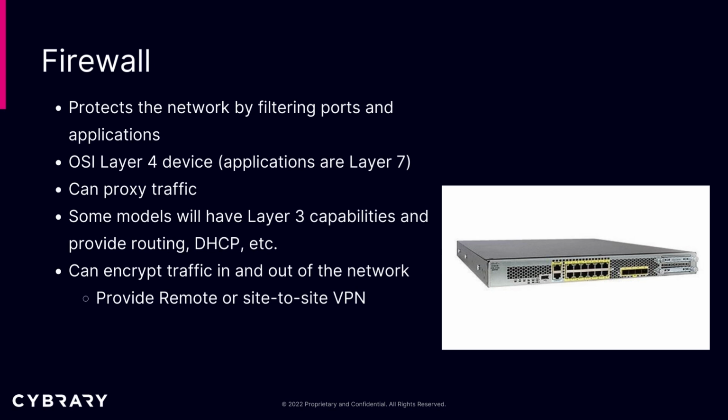So the next in line would be a firewall. A firewall works on the principle of a router, but it's a little bit more robust and does a lot more things. Basically, a firewall protects the network by filtering ports and applications. Generally, a firewall will operate on OSI layer 4, so it's sometimes called a layer 4 device. However, there are different firewalls that operate on higher levels, such as layer 7. These are applications, so they make decisions based on applications. So it's a layer 7 device.